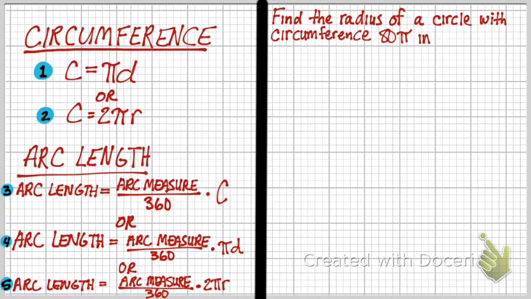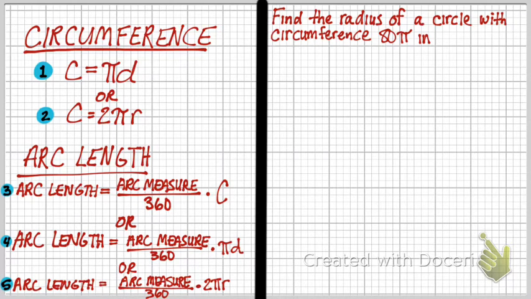The purpose of this video is to review the formulas for circumference and arc length. In the previous assignment, we used the circumference formulas to find the circumference and the arc length formulas to find the arc length. But today we're going to use the circumference formulas to find the diameter or radius of the circle, and we're going to use the arc length formulas to find the arc measure or circumference or diameter or radius of the circle.